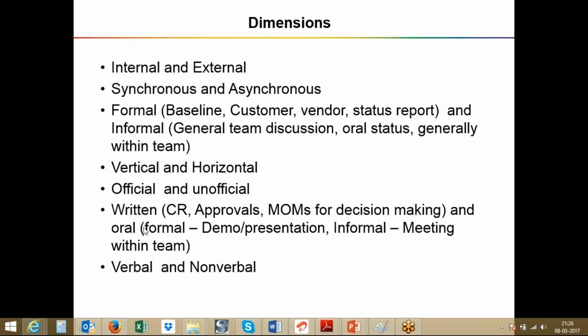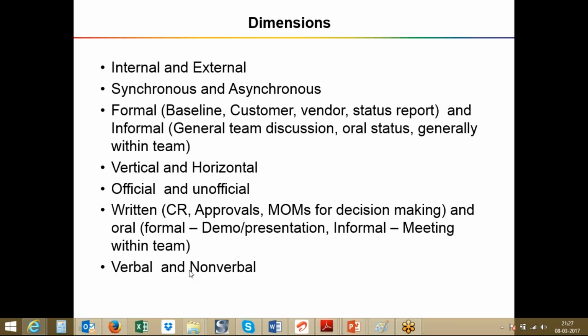Now, the next dimension is written or oral. This is very clear from the words themselves. Whenever we have formal documents where we need approvals, or we want to create some decision-making activities, we need written communication. And oral is when we are doing a presentation, for example this demo, which is a kind of oral formal communication. Oral can also be informal, as in the meeting or team discussion I just gave as an example.